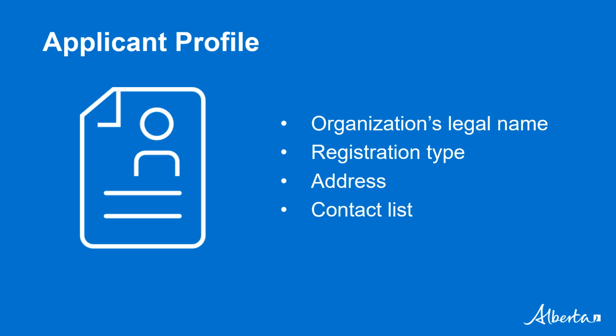Your applicant profile contains information about your organization, such as your organization's legal name, your nonprofit or charity registration type, your organization's address, and contact information. This information must be updated before starting any new applications, as the information here will carry on through to your application. If you don't update it, the old out-of-date information will appear in your application.